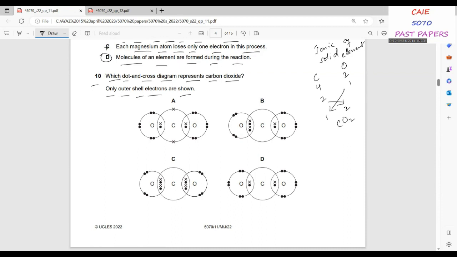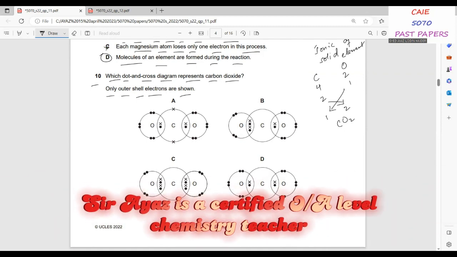What about the sharing of electrons between these two? Carbon contains 4 electrons in its valence shell, while each oxygen atom contains 6 electrons in its valence shell. So the carbon atom will share 2 of its valence electrons with each oxygen atom, while each oxygen atom will share 2 of its valence electrons with the carbon atom. So C will be the right answer in this case.